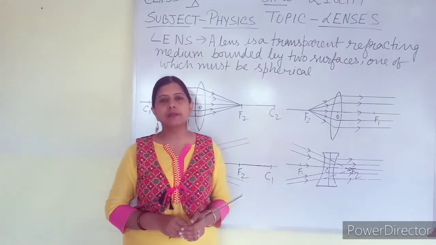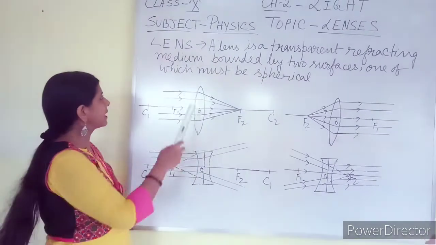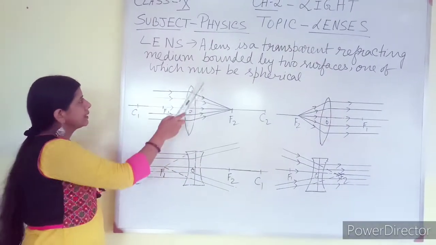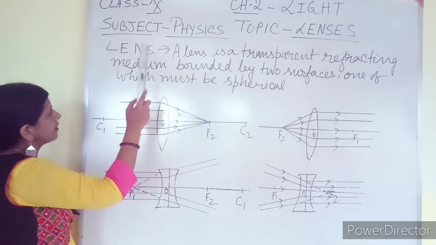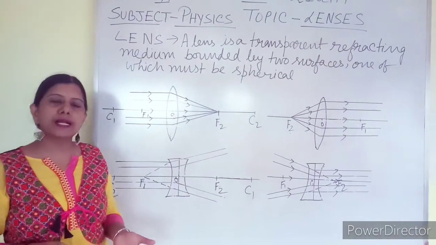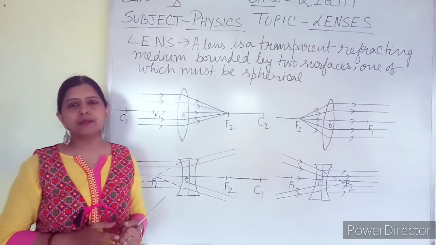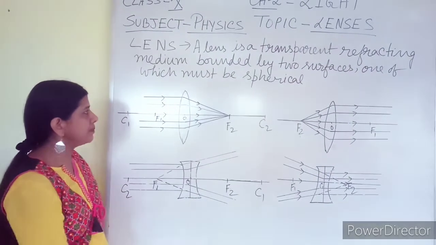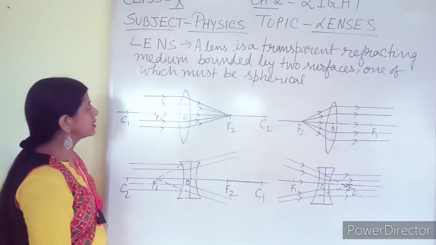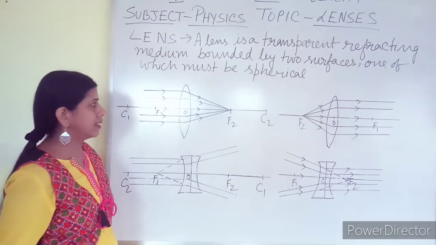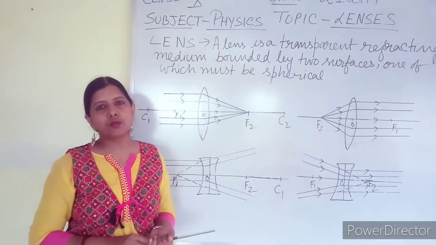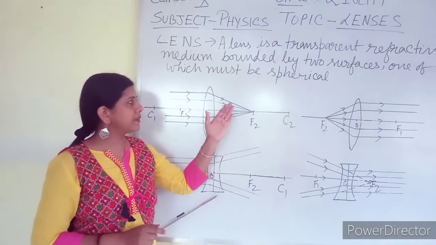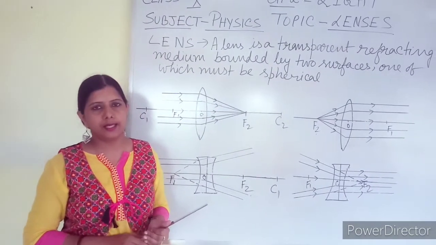Before coming to my main point, the definition of lens that I have already written here. What is a lens that you have to know? A lens is a transparent refractive medium. It is made up of glass. Glass is a transparent medium through which light can pass. So it is a transparent refractive medium bounded by two surfaces, one of which must be spherical. This is the definition of lens. That is, one side must be spherical, another side can be plane or anything.